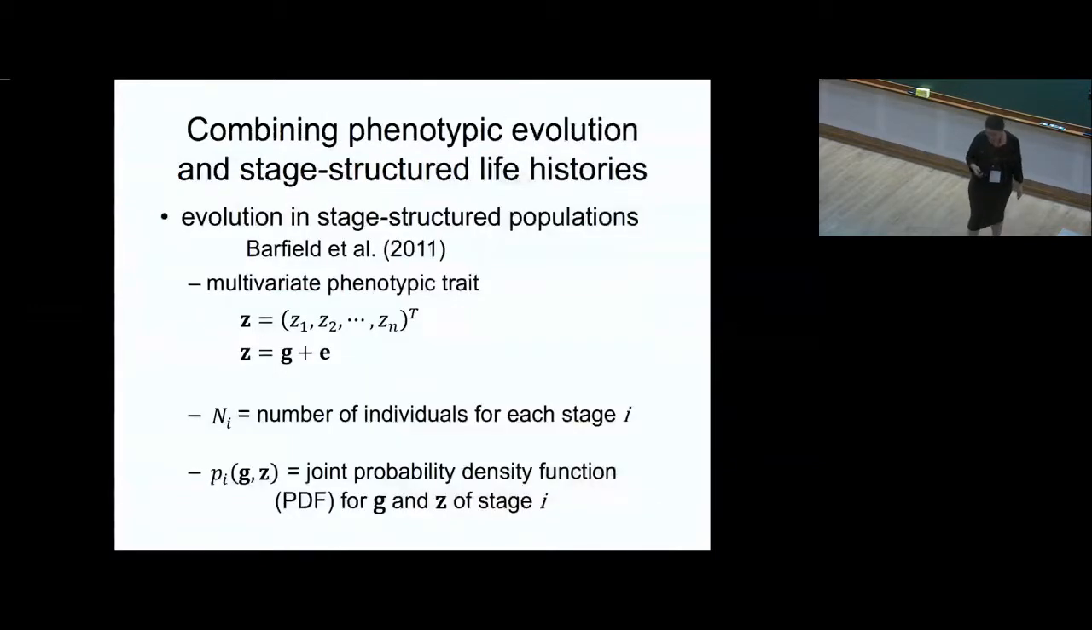So we're going to combine two things that we've been talking about. We're going to combine phenotypic evolution with a stage-structured life history. We're going to put those things together. We're going to follow the track taken by Barfield et al. and consider a multivariate phenotypic trait, Z, that's made up of some n variates, some arbitrary number of variates.